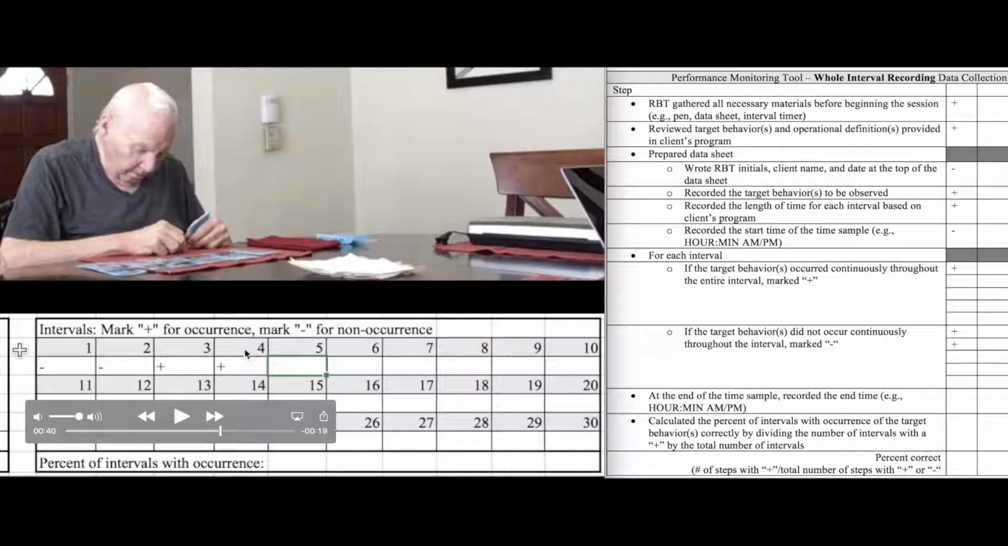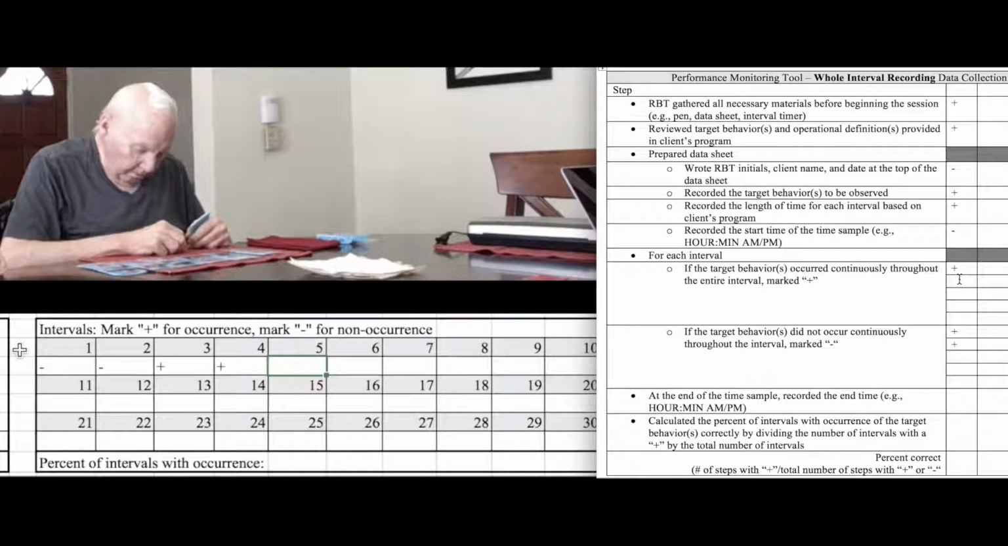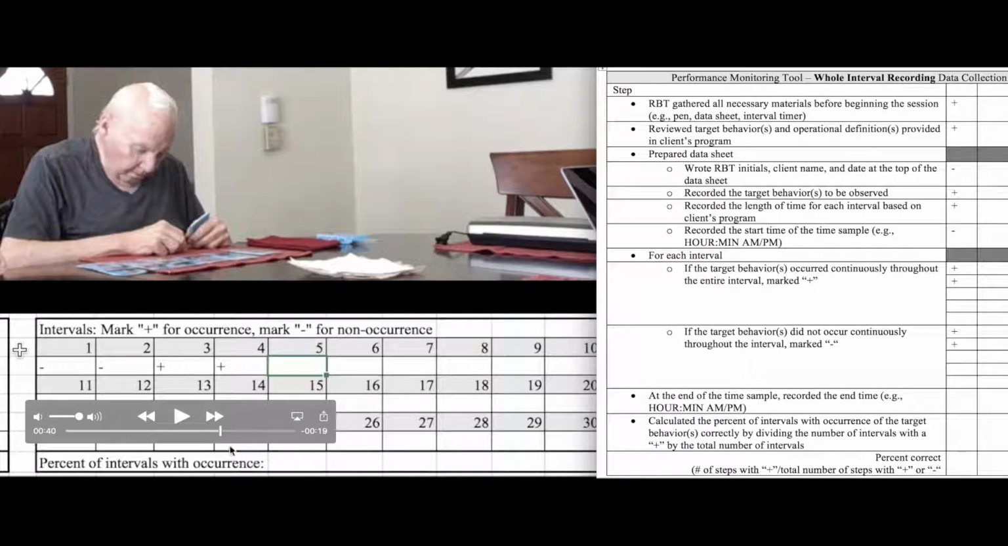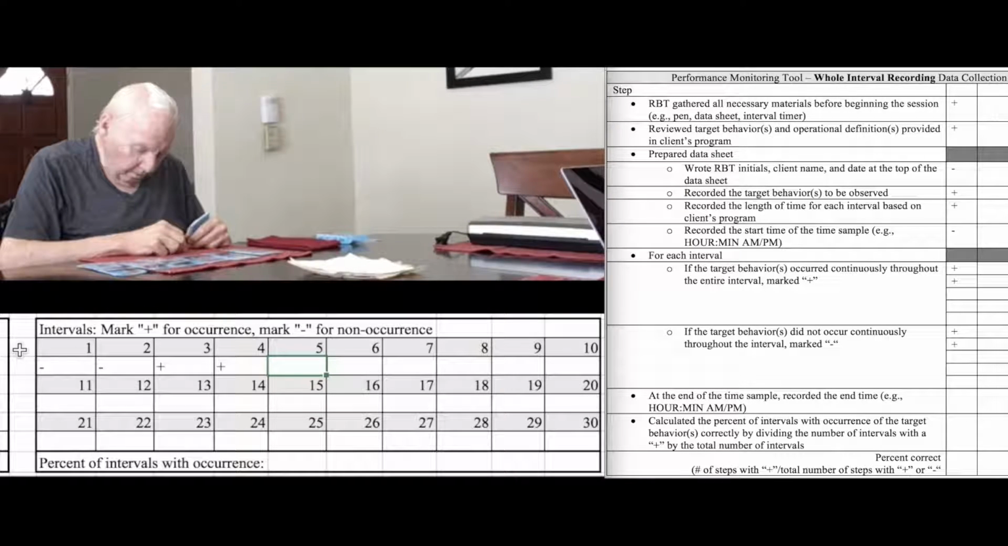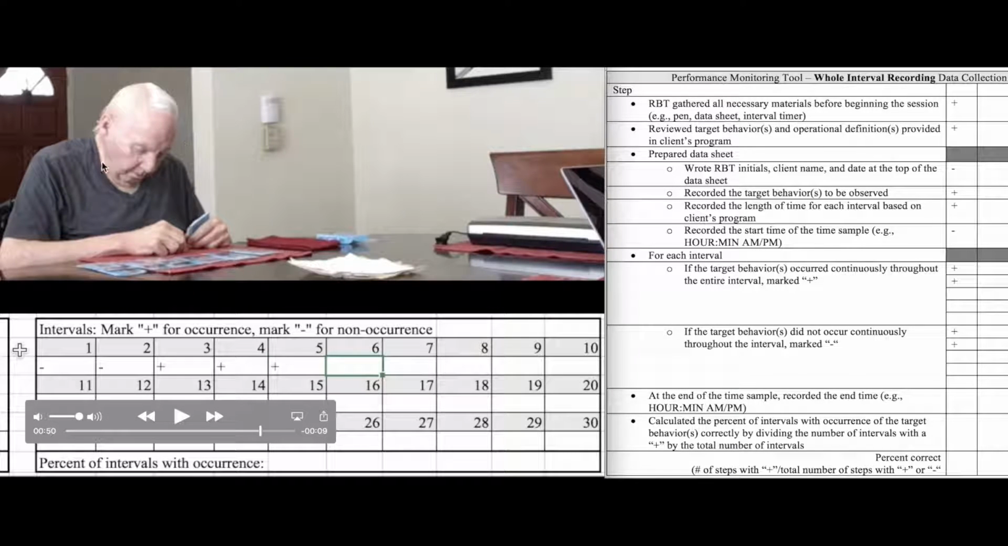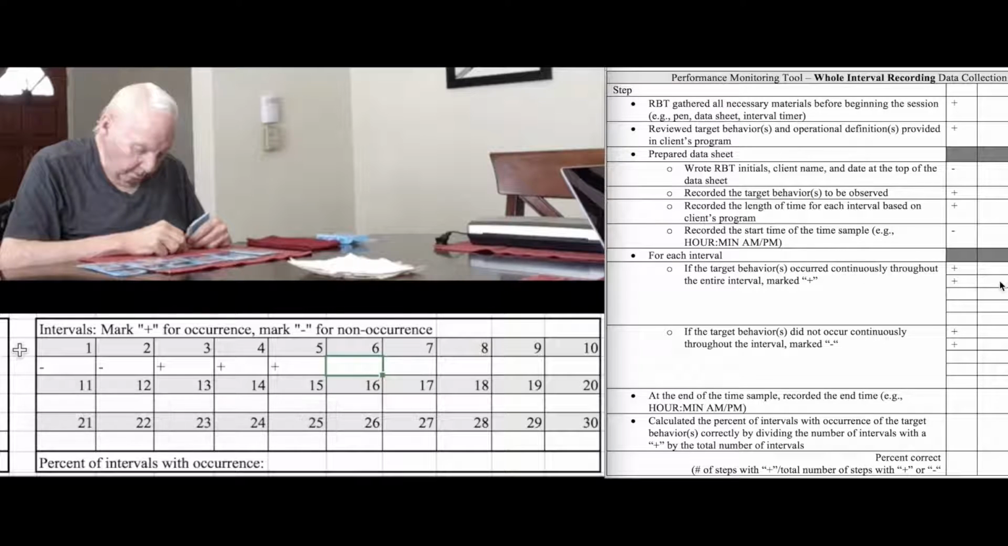Nice. Once again, the client was nodding off for the entire 10-second interval, so our RBT was correct in giving him a plus. So over here on our PMT, another plus for our RBT. Great job again. The client has been continuously nodding off, so for the fifth interval, when he nodded off for the full 10 seconds, our RBT gave him a plus. So over here, again on our PMT, we're going to give our RBT a plus for that accurate data collection.